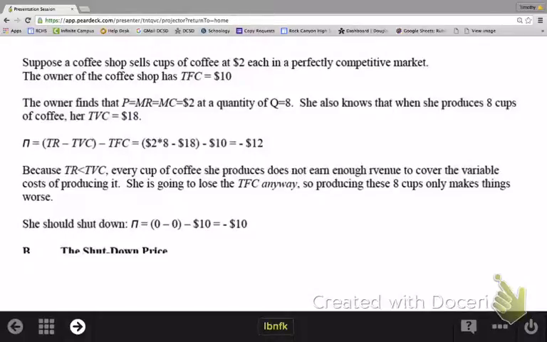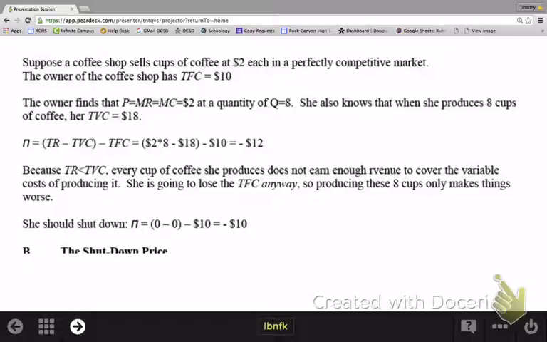She also knows that when she produces 8 cups of coffee, her total variable cost is $18. So profit is equal to total revenue minus total variable cost, minus the total fixed cost. So total revenue is $2 times 8, or $16, minus our total variable cost of $18, that's negative $2, minus our total fixed cost of $10. That means our profit is negative $12.